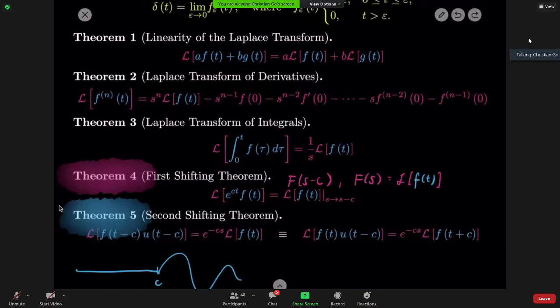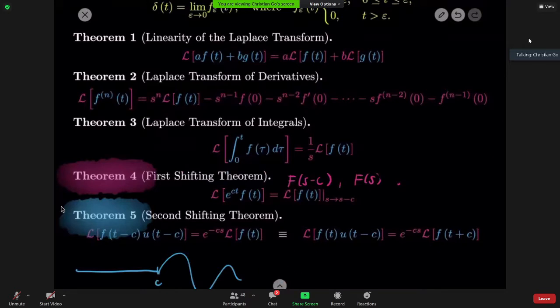For the Laplace transform of integrals, what is the tau inside equivalent to? It's just a variable that you're integrating with respect to. So for example, what is the Laplace transform of the integral from 0 to t of sin(tau) d tau? Then the Laplace transform of this is just 1 over s times the Laplace transform of sin t. So just an example. Tau is just a variable.